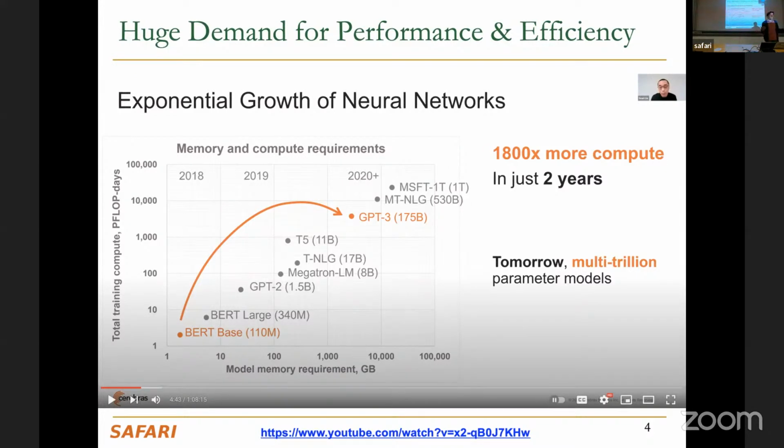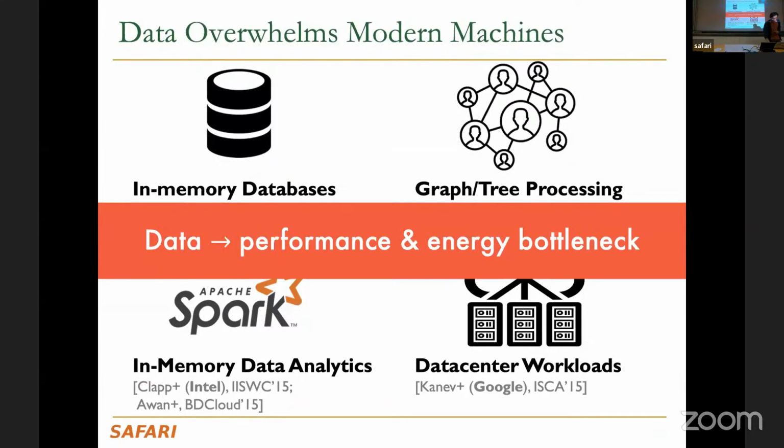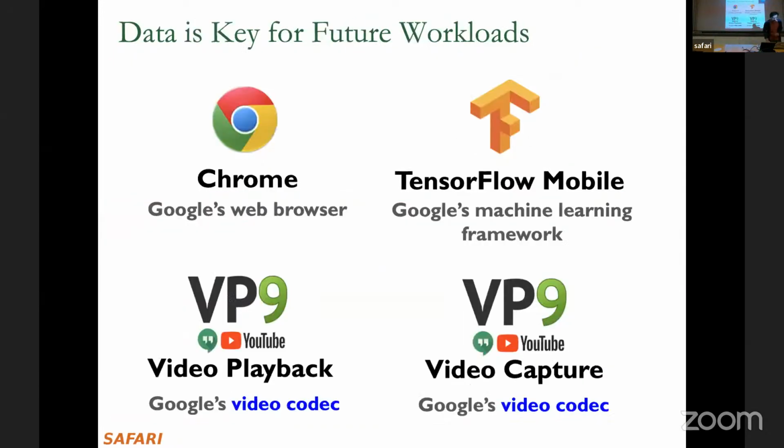neural networks or machine learning are just an example of how data is growing these days. And it's not the only good example that we can offer. There are others as well: in-memory databases, graph and tree processing, in-memory data analytics, and data center workloads. In all of these, data is leading to performance and energy bottlenecks. So data is overwhelming the computing systems.